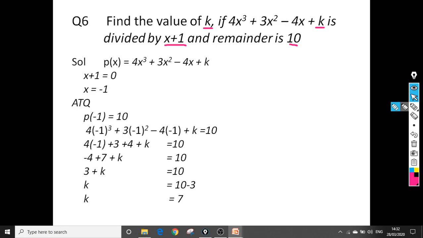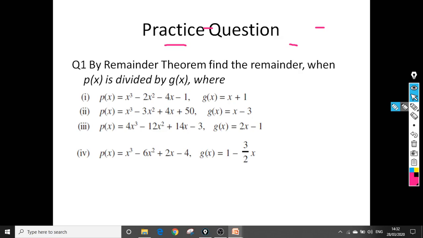So this is the important problem from the remainder theorem. Now here there are some practice questions from this concept which you have to practice.